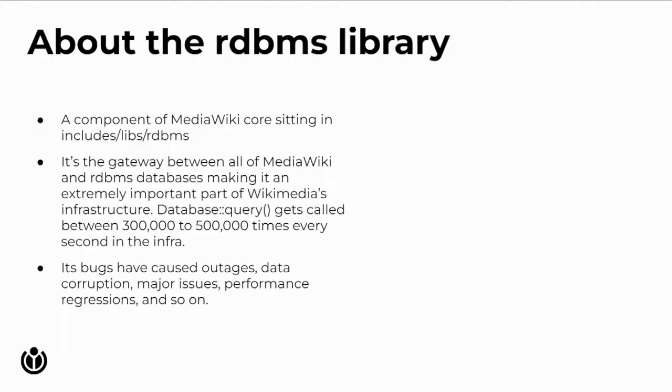So let's talk about what the rdbms library is. The rdbms library is a component of MediaWiki that is isolated in a set of directories called includes libs rdbms. And it's the gateway between all of MediaWiki and all of the databases. If you want to make a query, it goes through this system. And because of that, in Wikimedia production, calls to the databases happen around 300,000 to 500,000 times a second. So any minor change, any minor problem in it actually causes drastic issues in our production.